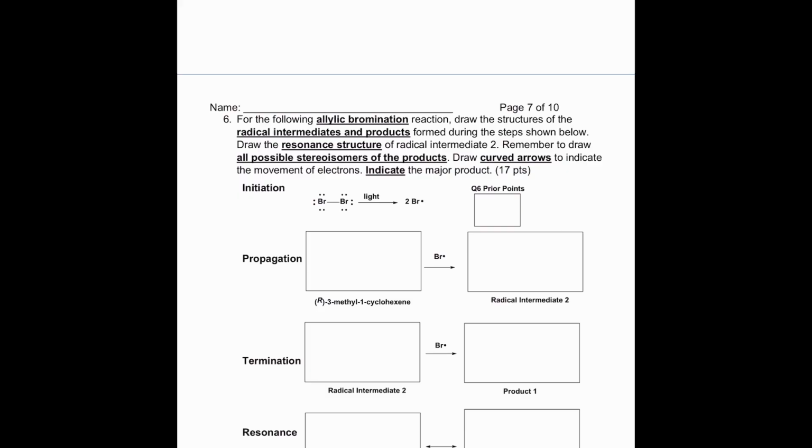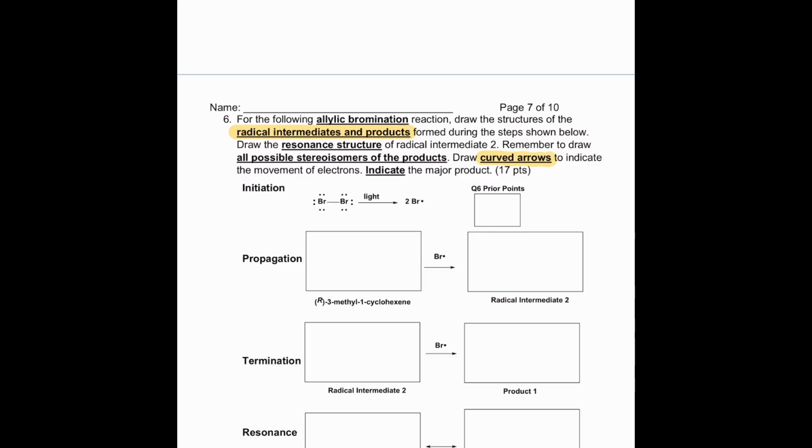So this is one of those ones where you just got to work from the bottom down. So the first thing that you're going to want to remember is all of the curved arrows. Make sure that we're drawing those correctly, as well as the radical intermediates and products. So these are definitely things that you want to know. So, yep, let's just start.